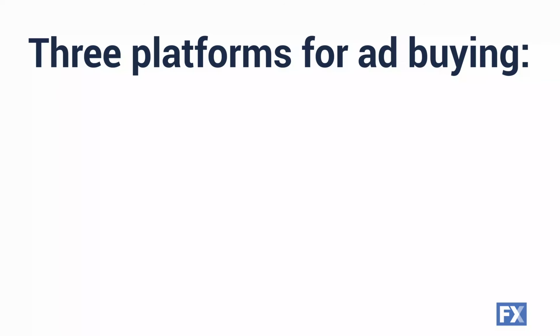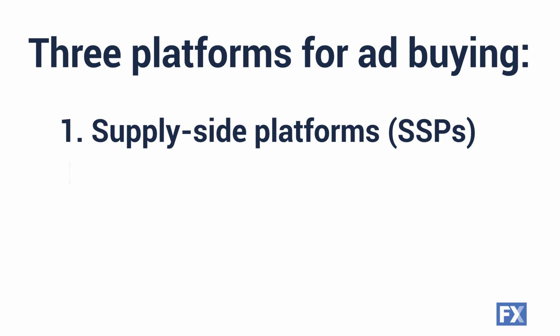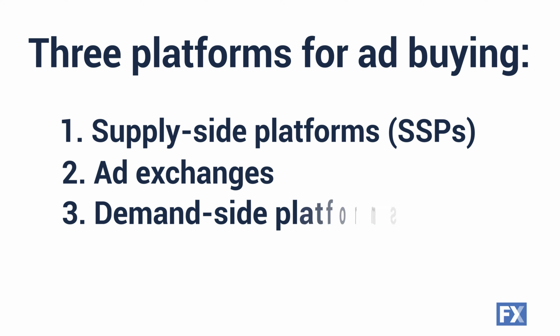That's faster than I can even say this sentence. RTB in advertising is a part of the programmatic advertising process. It involves three platforms for ad buying: supply-side platforms, SSPs, ad exchanges, and demand-side platforms, DSPs. These different platforms work together to get ads in front of the user. Before explaining how the different platforms work together for real-time bidding, let's talk about what each platform does.